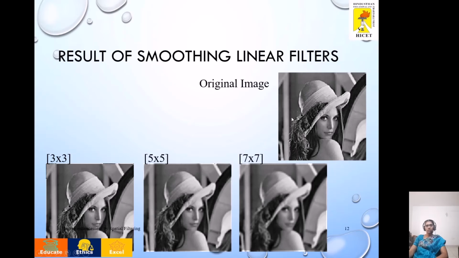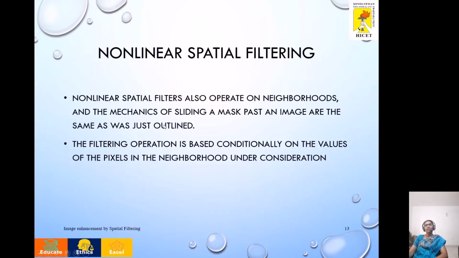So this is the original image, and these are the masks which are used to smoothen this image. The order of the filter is varied from 3 by 3, 5 by 5, 7 by 7, and when you increase the order, it is well clear that the image is getting more smoothened. The next category is nonlinear spatial filtering.